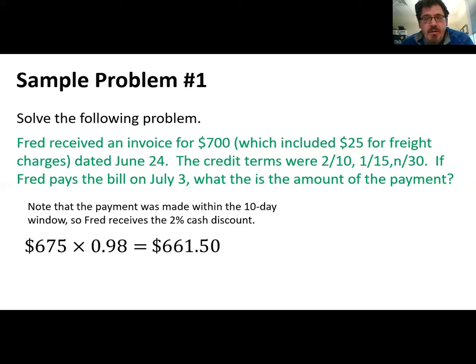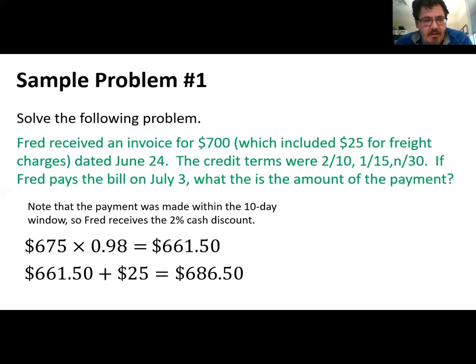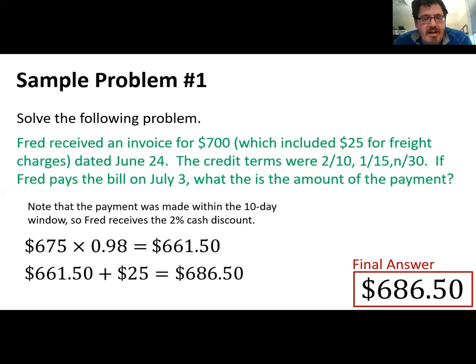Okay? Now, the only thing we have to do to finish this up is to make sure that he pays the correct amount. We have to add that freight amount back onto the total, because he still has to pay the $25 for the freight charges when all is said and done. So the total amount that he's going to end up paying is $686.50. All right, and so there is the solution. So he got a little bit of a discount. It wasn't huge, but as they say in business, every penny does count.